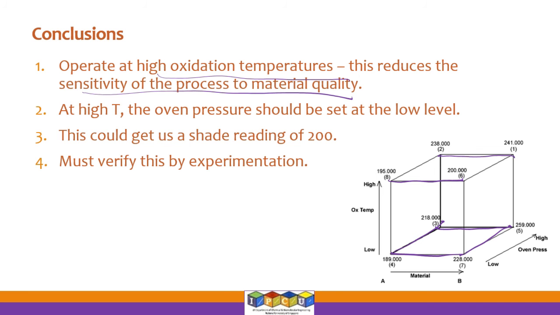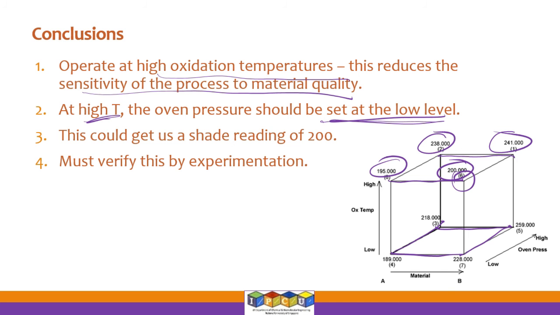So the point is, if at all possible, operate at higher oxidation temperatures so that you can reduce the influence of material, because material quality makes only 5 difference or 3 difference when the oxidation temperature is high. We already looked at this. So at high temperature, oven pressure should be set at a low level. This would get a shade reading of about 200. This is a value close to 200.